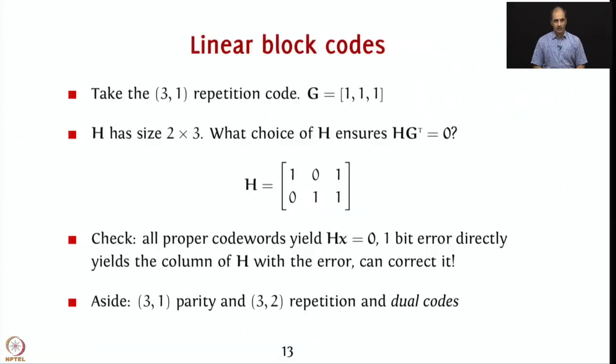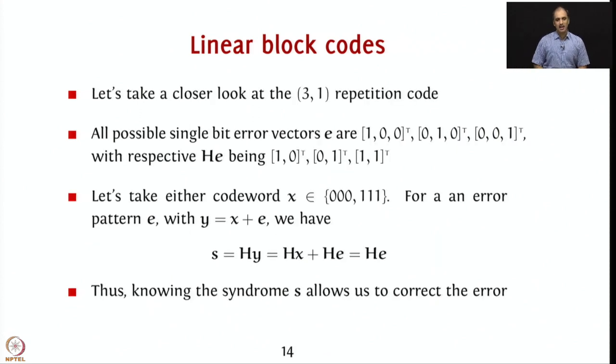So as we saw, for these linear codes, by multiplying by the received block of n bits, you can easily find out whether you have a valid code word. But if it is not a valid code word, multiplying by H gives you a non-zero element, and this non-zero element can tell you what the error is, assuming that a detectable error has occurred. Let's take a closer look at the 3-1 repetition code as we just saw. All possible single bit error vectors are 100, 010, 001, with the respective H times the error being 10, 01 or 11. This is for the parity check matrix that we saw earlier.